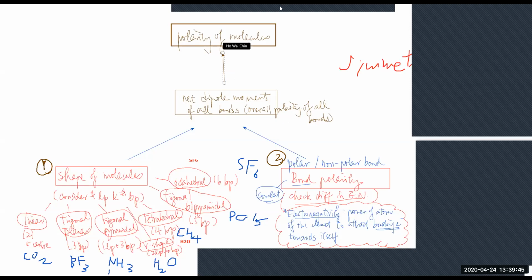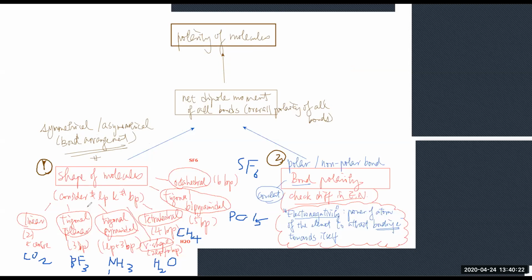Now, I would like to clarify here with you. I found that later on, many of you like to write down symmetrical or asymmetrical. So what does symmetrical, asymmetrical mean? It refers to the bond arrangement, but not just equal to the shape. Remember, they are not exactly equal. Even though the shape is trigonal planar, you may find line symmetry. That doesn't mean this molecule is nonpolar. You need to tell how the bonds are arranged, considering the overall bond polarity, to know whether the molecule is polar or not. Is that clear? This is what the whole chapter 23 is talking about. Do you still remember that one?